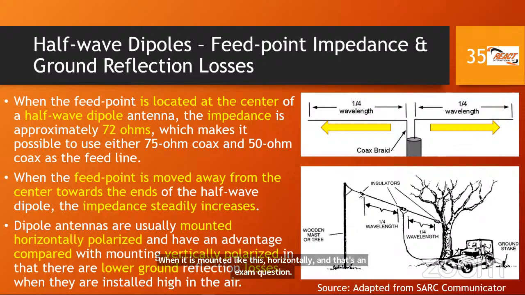Horizontally mounted or horizontally polarized antennas have an advantage compared to vertically oriented or vertically polarized antennas in that the ground losses are less for horizontally polarized antennas.